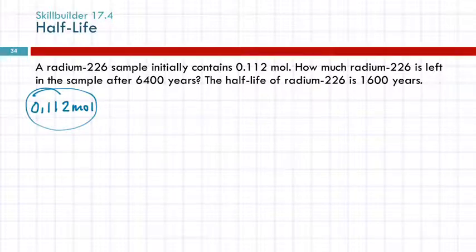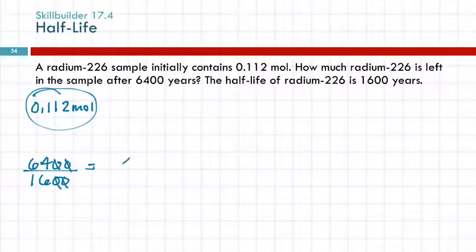One way you can approach this is to ask how many times 1,600 goes into 6,400. 6,400 divided by 1,600, use your calculator, is 4. So 4 half-lives. So I'm going to cut this in half 4 times. If you don't think to do that, that's okay.